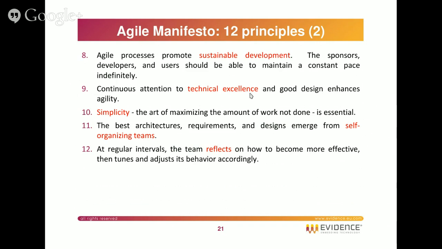Continuous attention to technical excellence and good design enhances agility. Simplicity, the art of maximizing the amount of work not done, is essential. So you have to maximize the amount of work not done. The best architectures, requirements, and designs emerge from self-organizing teams. So people organize themselves individually and between each other in small groups. And at regular intervals, the team reflects on how to become more effective, then tunes and adjusts its behavior accordingly.